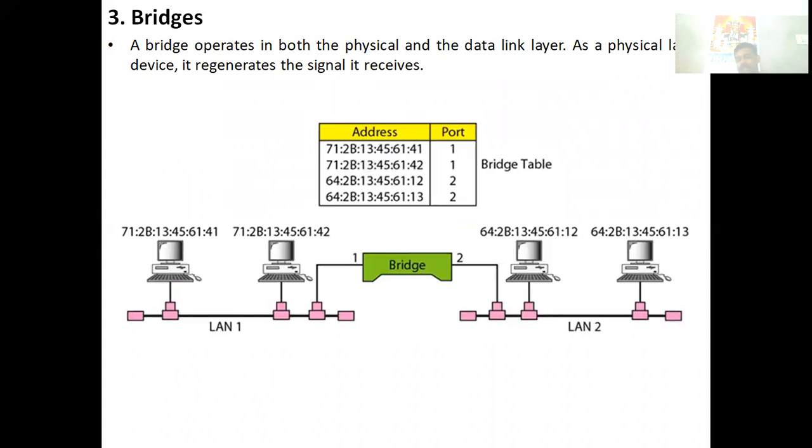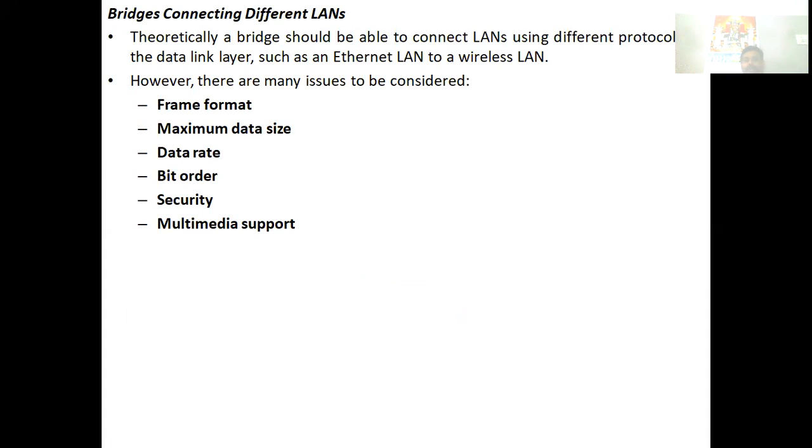Next one, bridge. A bridge operates on both physical and data link layer. As a physical layer device, it regenerates the signal as it receives. This is a bridge. So here you are having 2 devices in LAN 1 and 2 devices in LAN 2, and a bridge is connected between these 2 LANs. So it will be acting in the physical layer as well as in the data link layer. So bridge connects different LANs.